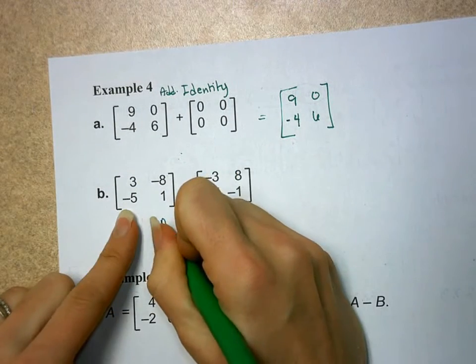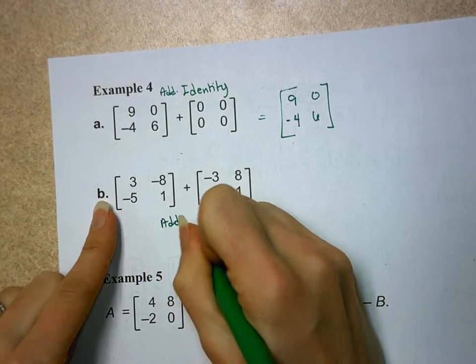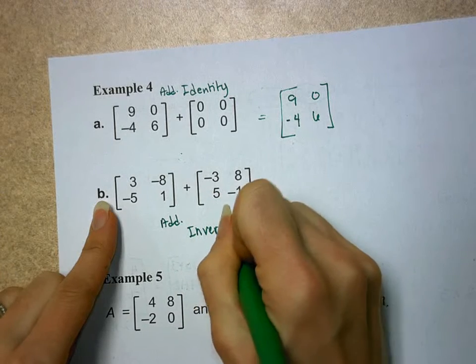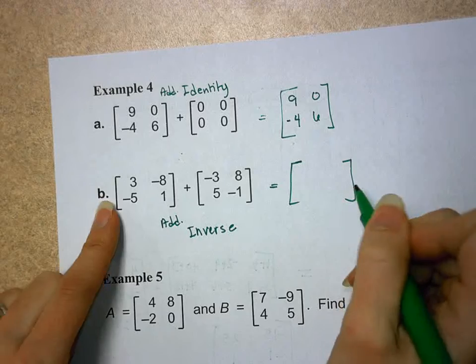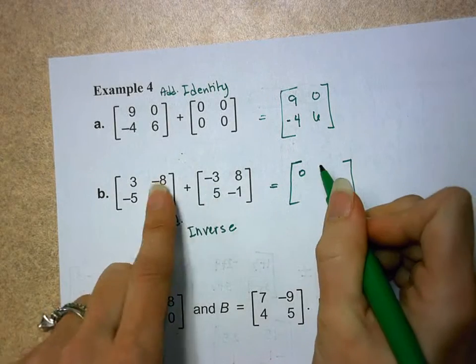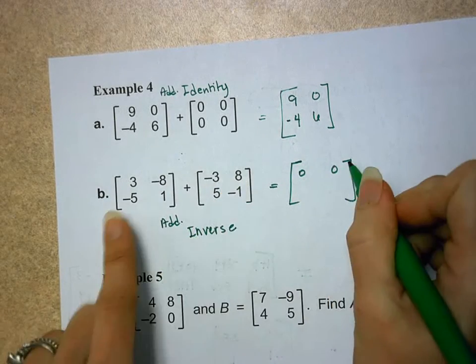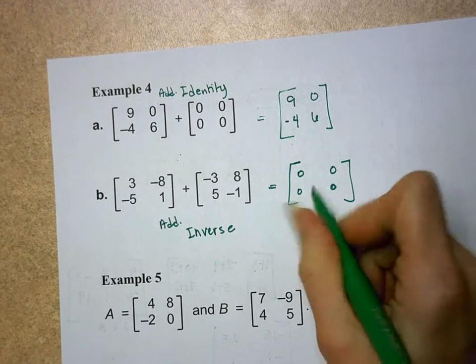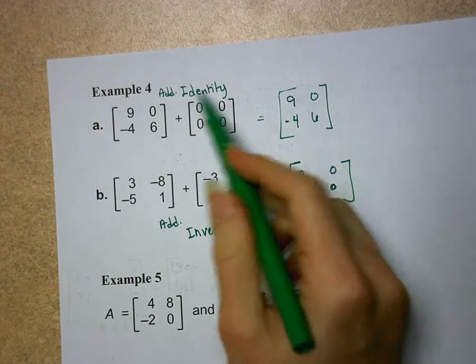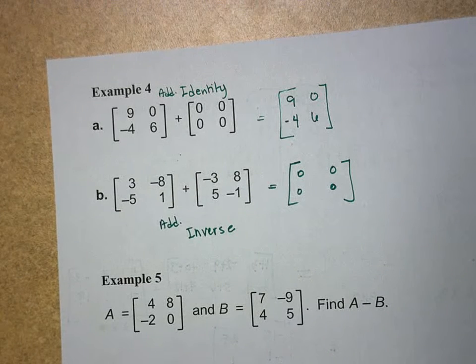And this is an example of the additive inverse. Inverse is another name for opposite. We're adding the opposite matrix, and let's see what we get. 3 plus negative 3 is 0, negative 8 plus 8 is 0, negative 5 plus 5 is 0, and 1 plus negative 1 is 0. We got back the identity, the additive identity matrix.